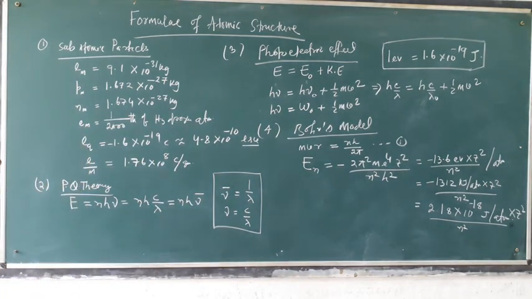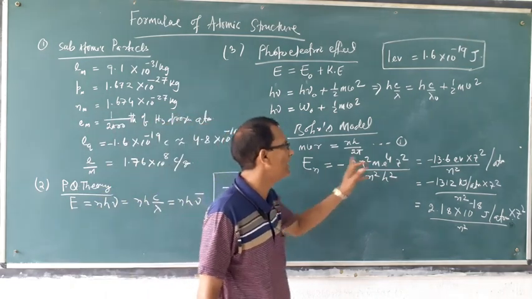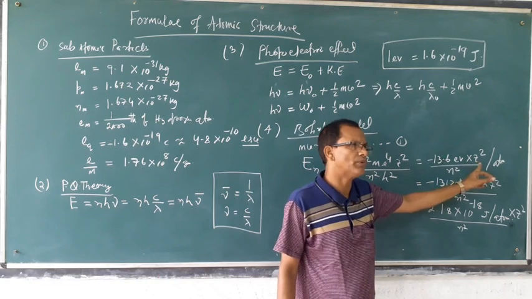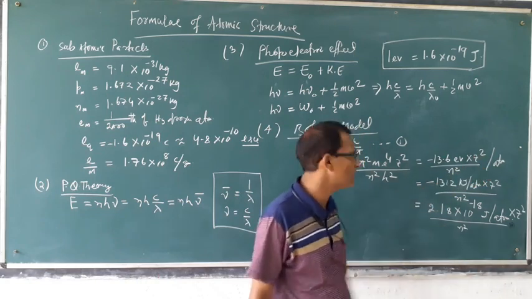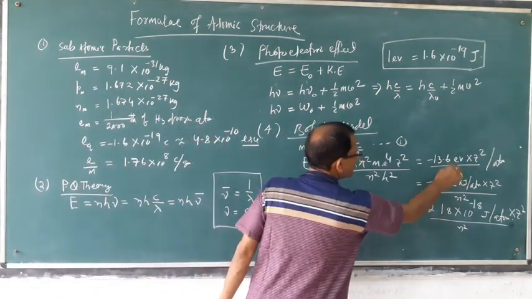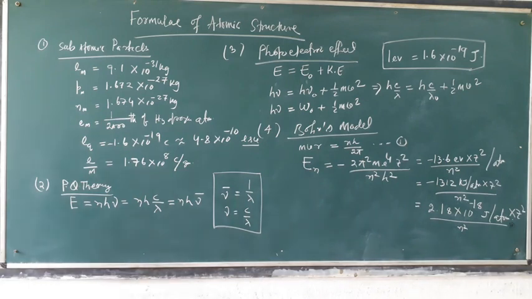Anyway, so this is the energy of the nth orbit of an electron in any atom. Here Z means atomic number. For hydrogen 1, helium 2, lithium 3, like this, the atomic number will be multiplied, and N is the number of the shell, first shell, second shell, like this. Okay, this is the energy calculation.